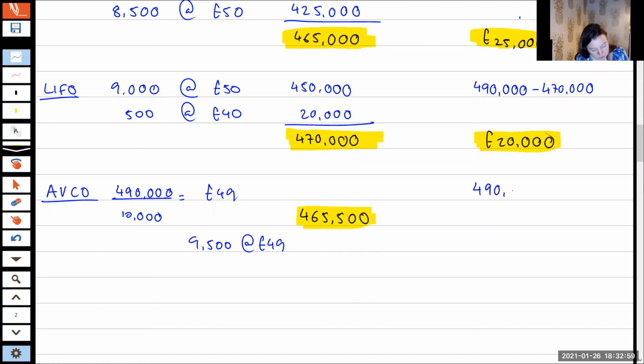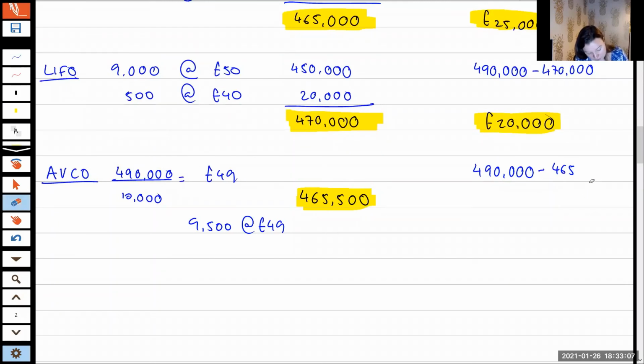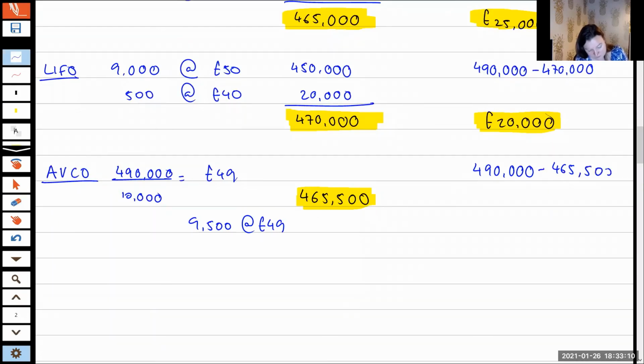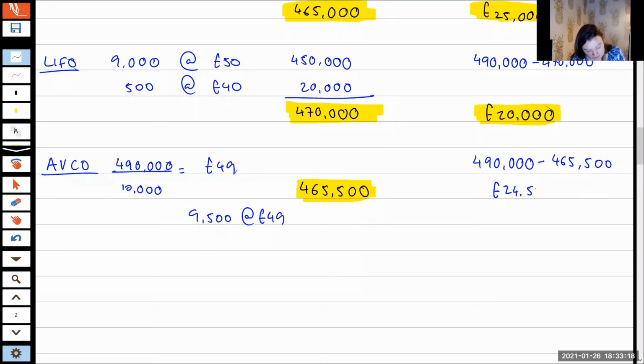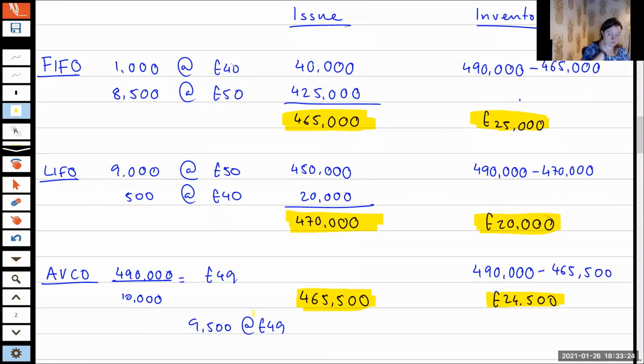Exactly the same as before. The total amount we've bought in is 490,000. We have now issued 465,500, and as such, 490 minus the 465,500, we end up with 24,500 of closing inventory. And just like before, that question has taken us 6 minutes to do all the numbers. That's where you're going to spend all your time. We've now got 6 figures and we can go and answer the question.